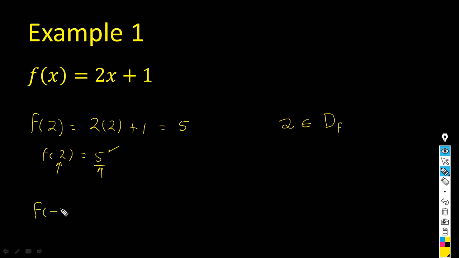What about minus 3? If I evaluate the function in minus 3, what do I get? I get 2 times minus 3 plus 1. Calculate this quickly. This is going to be minus 5, right?